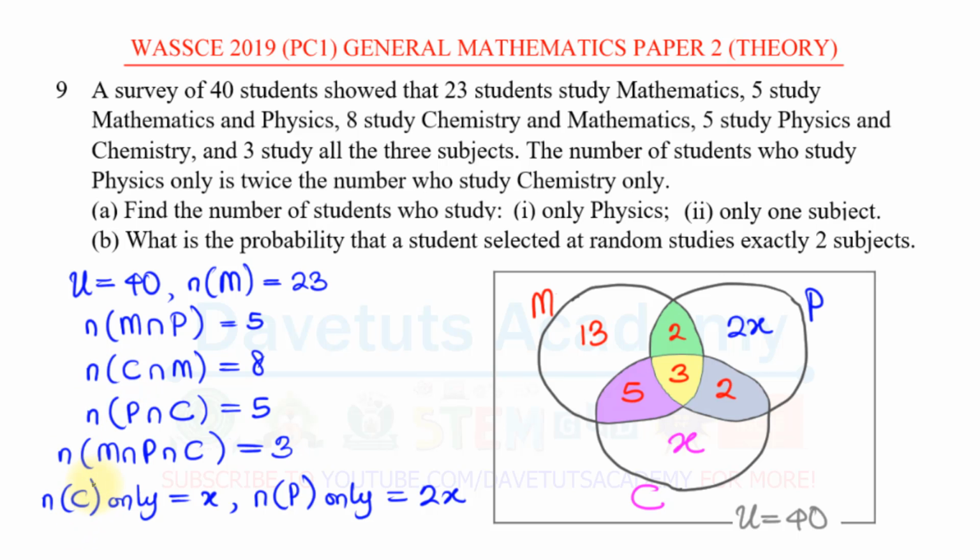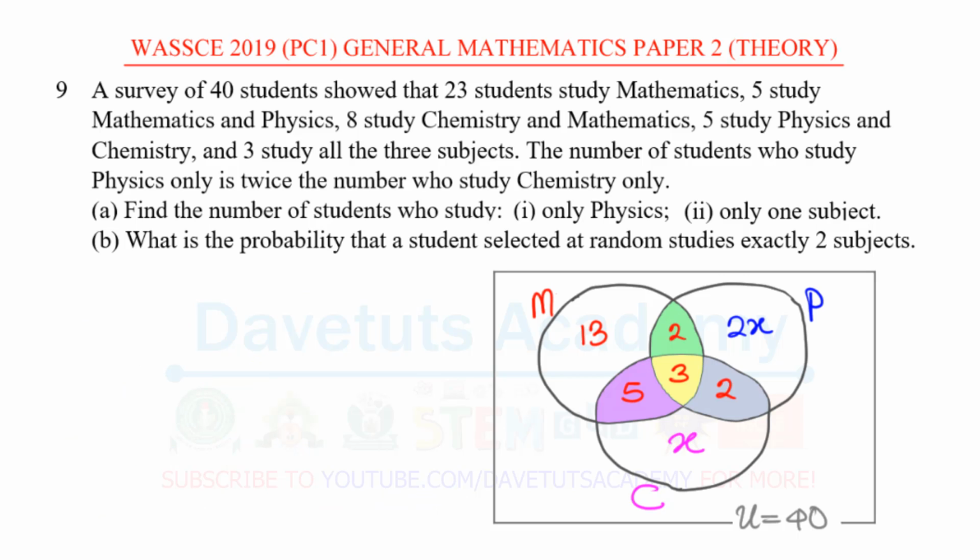Now, looking at this question, this is the right approach to go about representing the information of set theory in a Venn diagram. And with this, quite a number of your marks you have gotten already. We now need to go to question 9A and 9B to find the solution to this problem.